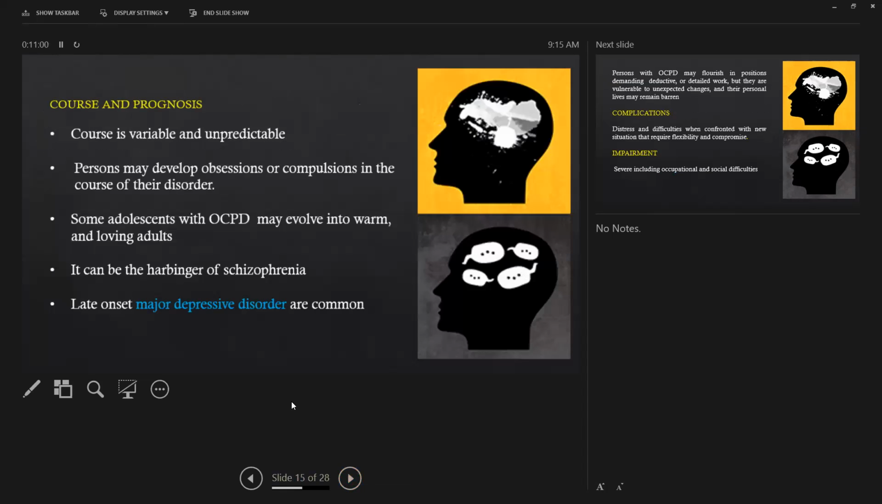The course of this disorder is variable and unpredictable. A person may develop obsessions or compulsions in the course of this disorder. Some adolescents with OCPD may evolve into warm and loving adults. However, it can also be a harbinger of schizophrenia. Late onset major depressive disorder is commonly seen with this.